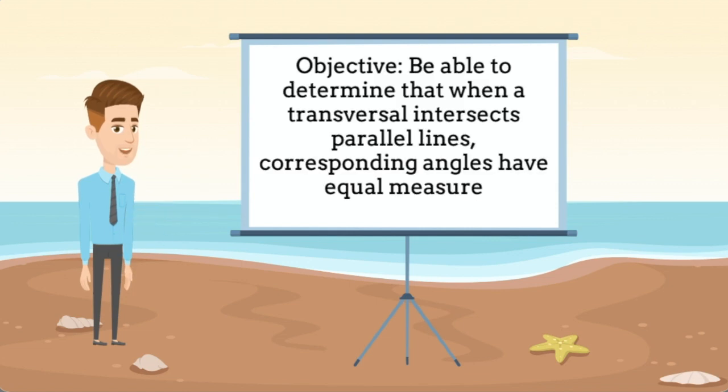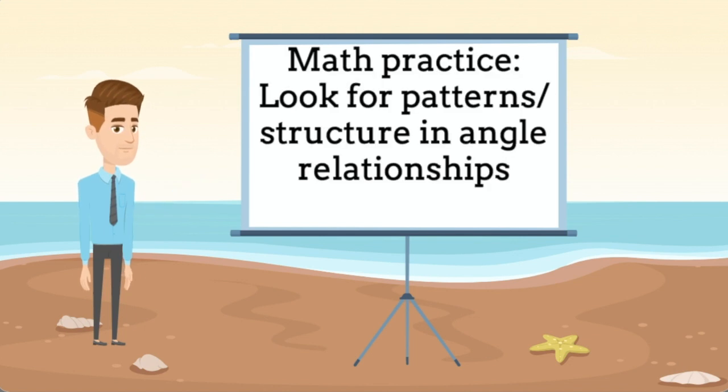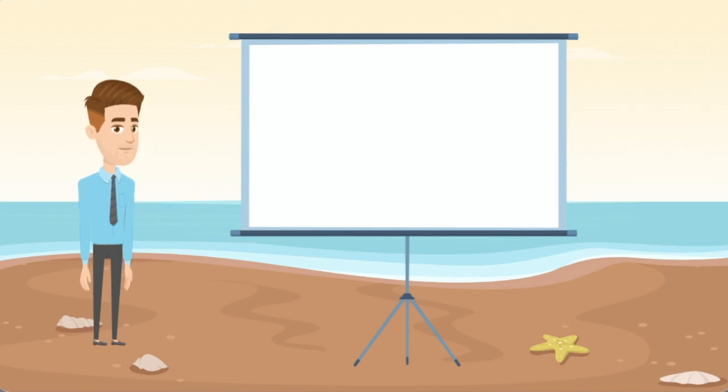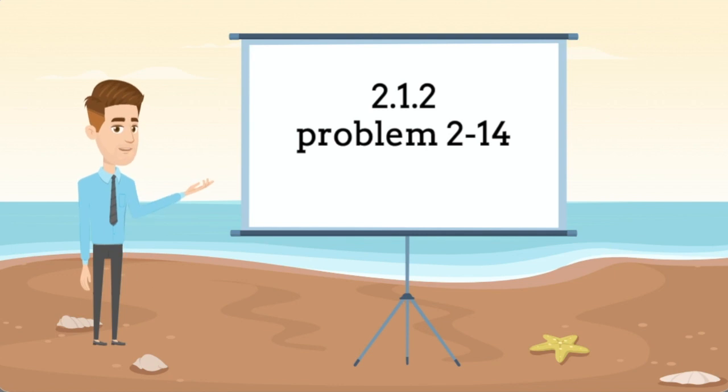The objective for today is that we're going to be able to determine that when a transversal intersects parallel lines, corresponding angles have equal measures. And the math practice addressed today is that we're looking for patterns and structure in angle relationships. Also, today's lesson will be filled with information about Carl Friedrich Gauss, a German mathematician born in 1777. If you're ready to proceed, go ahead and open your ebook to 2.1.2, problem 2-14, and we'll get started.